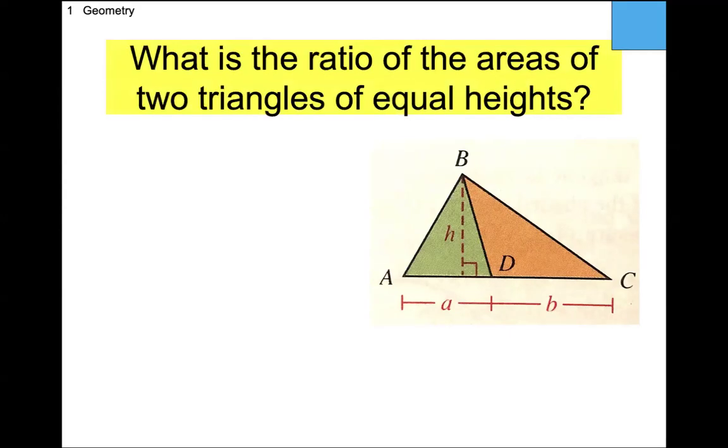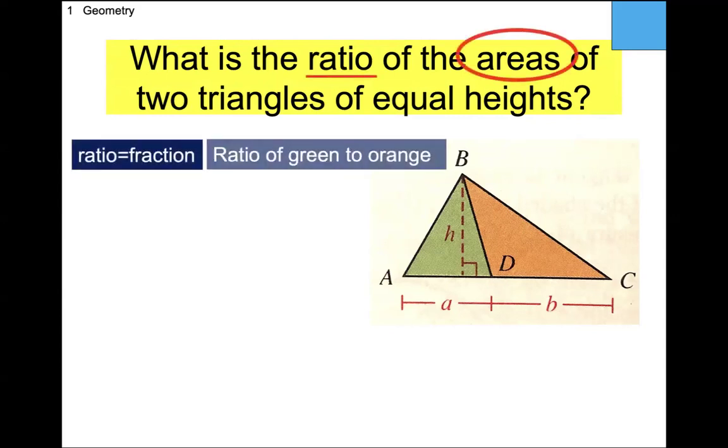So I want you now to consider: what is the ratio of the areas of two triangles of equal heights? Okay, so ratio means fraction. A fraction means I need a number on the top and the bottom, and it says a ratio of areas. So I'm going to have the area of one of the triangles on the top over the area of the other triangle on the bottom. So that's what ratio means: fraction, areas. You have to be told whether you do green to orange or orange to green. Not because I have to, I'm going to do green to orange.